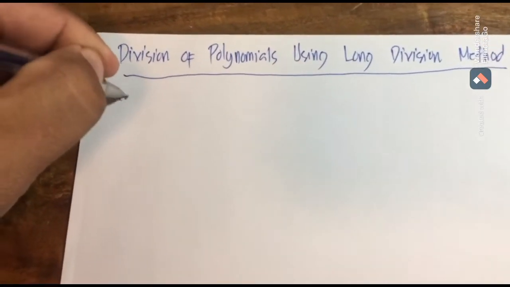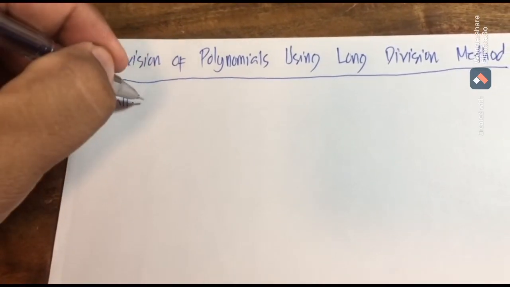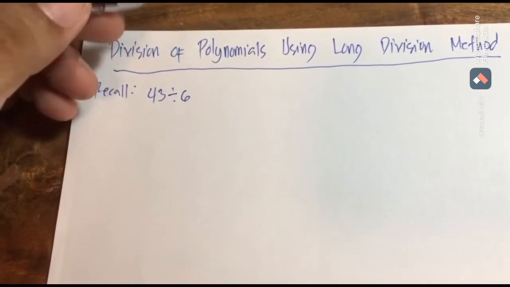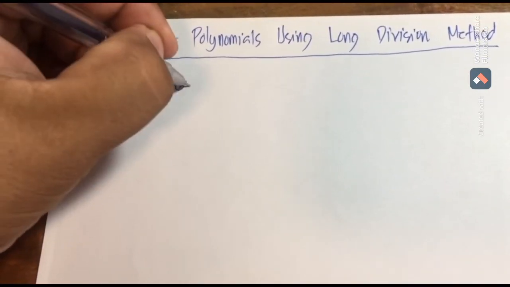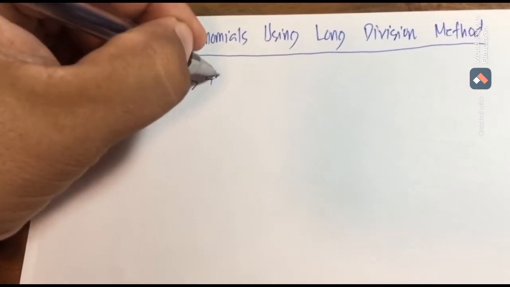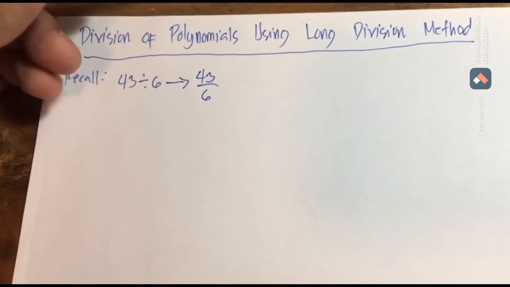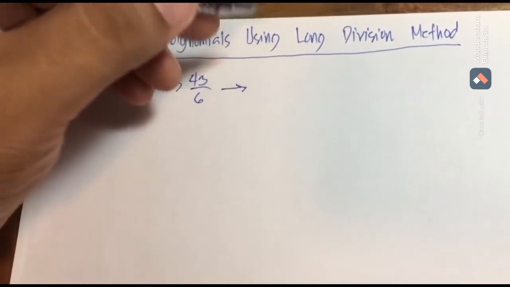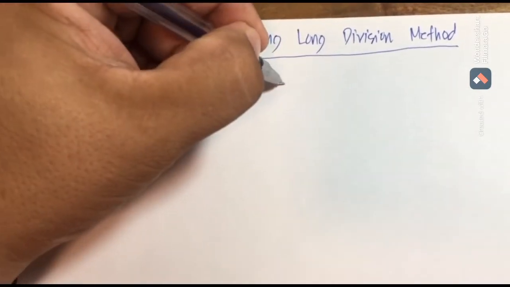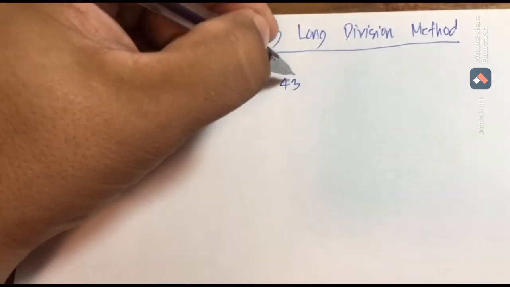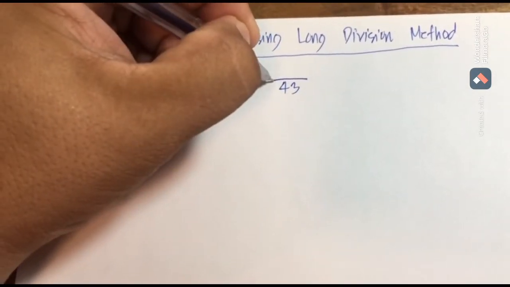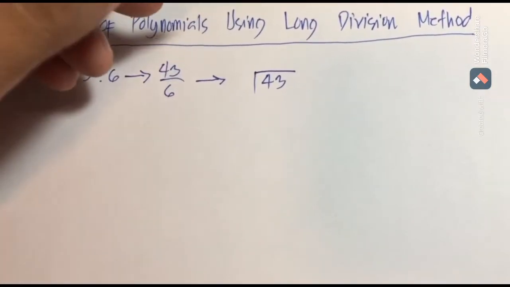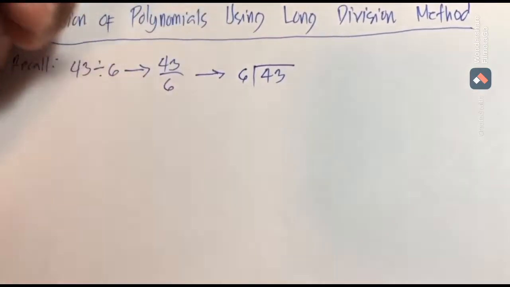If you can recall, say we have 43 divided by 6. It can be presented also as 43 over 6, or in another way, we can use the bus stop presentation, as 43 is under this bus stop presentation. This is our dividend, then 6 as the divisor outside the bus stop.